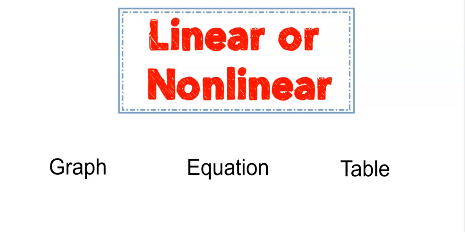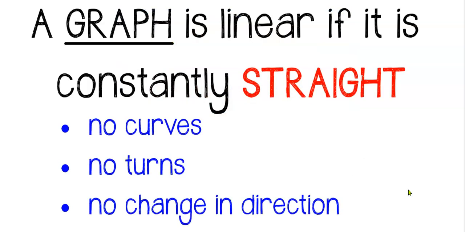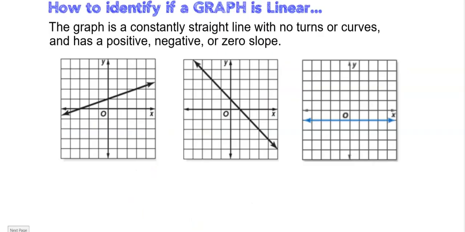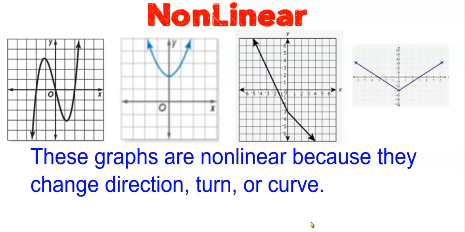This is what you need to know. A graph is linear if it's a constantly straight line. No curves, no turns, no changes in direction. These 3 graphs are all linear. Constantly straight, no changes in their direction. These 4 graphs are nonlinear. They either have curves or turns or changes in their directions.